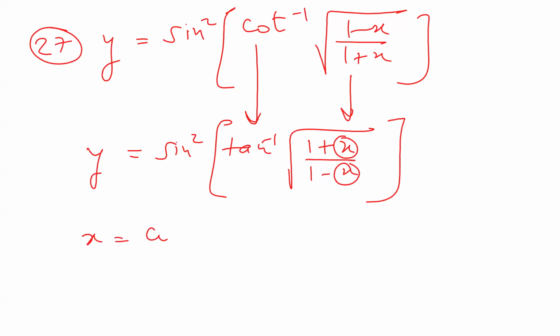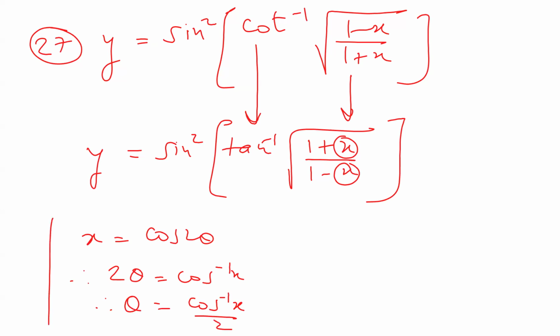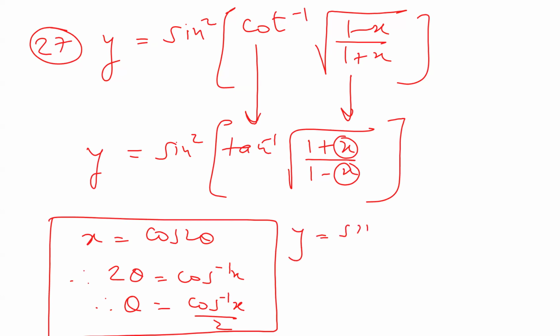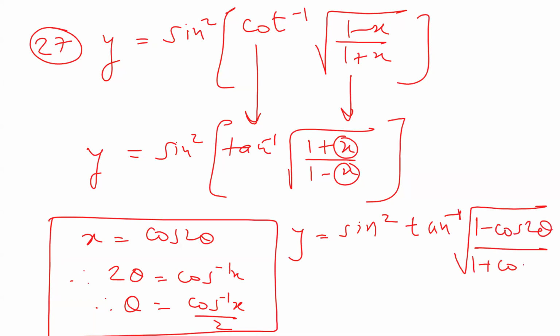Will rely on half angle. Therefore, 2 theta is equal to cos inverse of x. Therefore, theta is equal to cos inverse of x upon 2. Right? So y is equal to sine square tan inverse of root of 1 minus cos 2 theta upon 1 plus cos 2 theta.